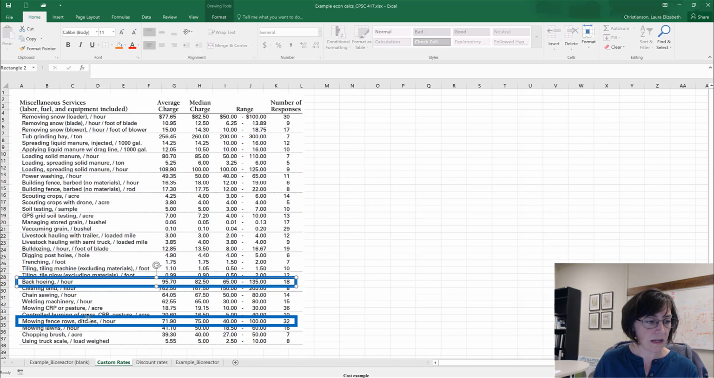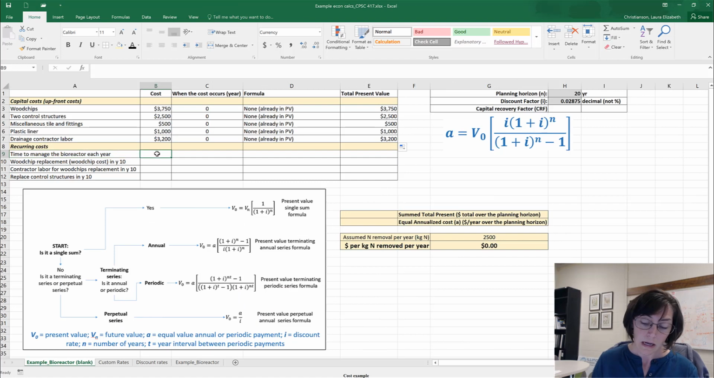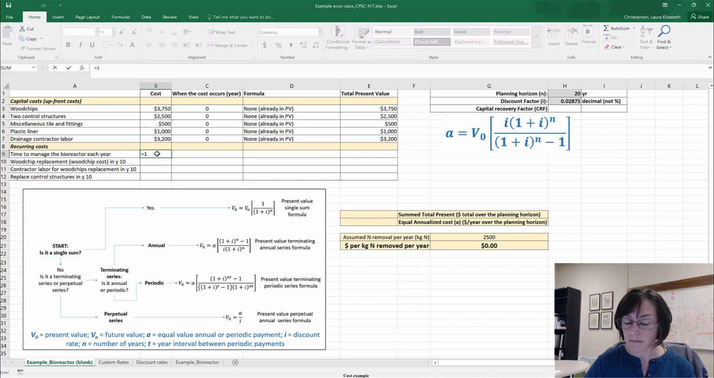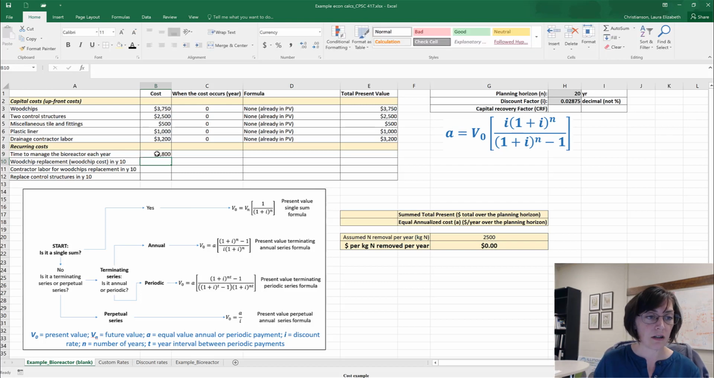I'm going to go back to my custom rate survey. I'm going to look at, for mowing, let's just use that as a price. Mowing fence rows or ditches, that would probably be comparable. So I'm looking at about $75 an hour. I'm going to try to be a little conservative, $75 an hour for mowing or general maintenance. So I'm going to do equals, it takes one person, being very generous, maybe 3 days a year times 8 hours a day times my $75 per hour based on the custom rate survey. So my annual maintenance for my farmer is $1,800 a year if I'm valuing his time.